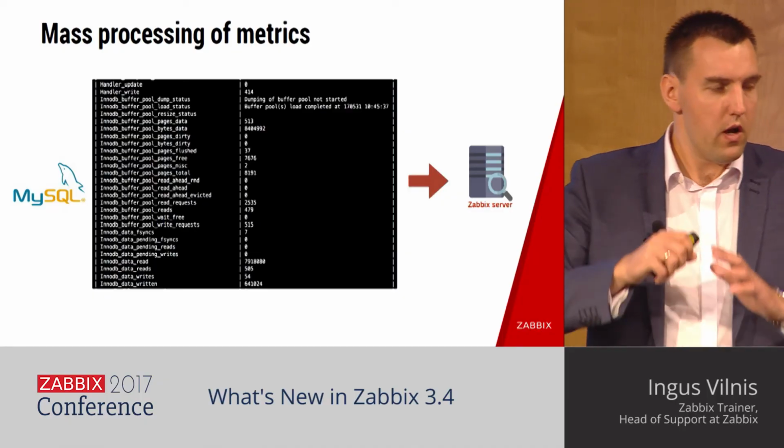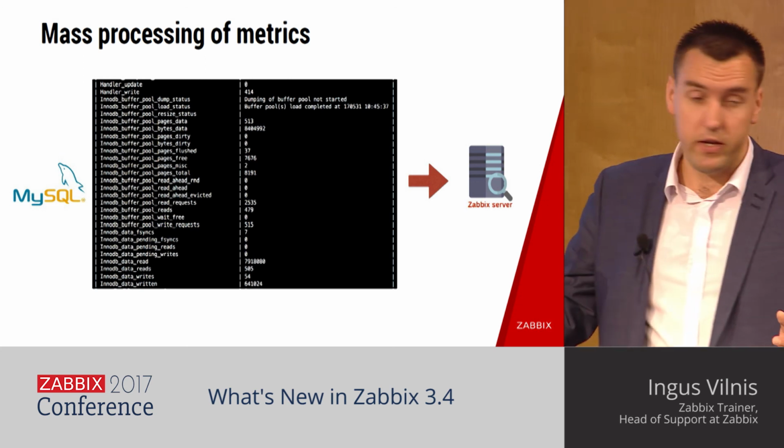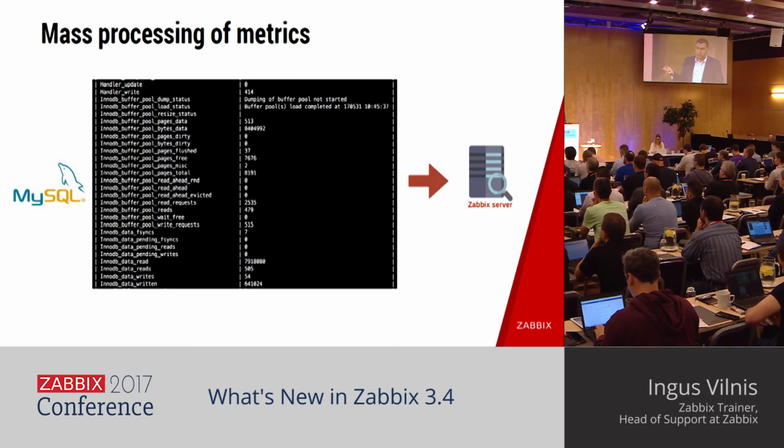But the next thing is the mass processing option. So how does this all come together? There are things which you wish to monitor, like what you see on the screen, MySQL internal metrics. There are about 300 to 400 of them. And yes, there are templates out there which monitor all of them. Usually they rely on Zabbix agent user parameters.